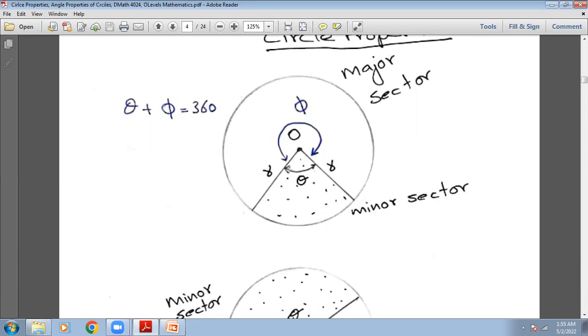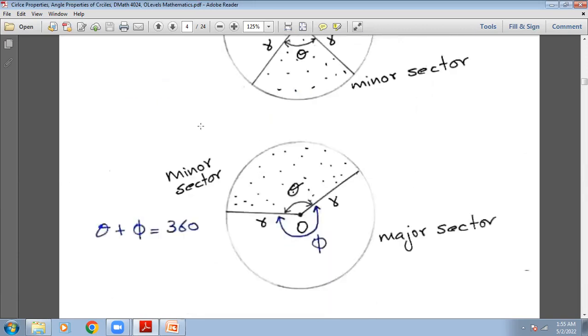This angle here at the center, we say this is the angle subtended by the minor sector at the center, theta. And this angle here is subtended by the major sector at the center. I'm calling it phi. So if you add these two angles, their sum will always be 360.